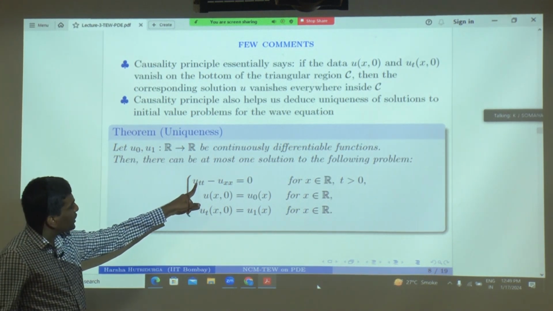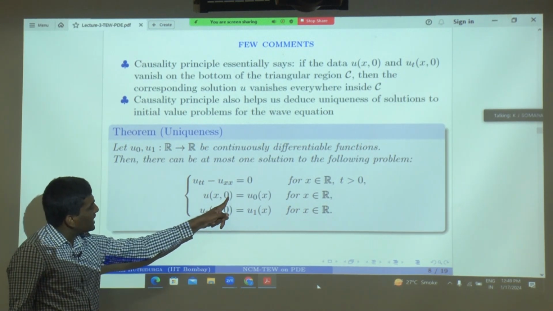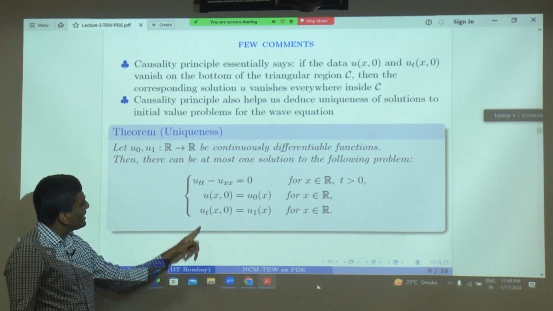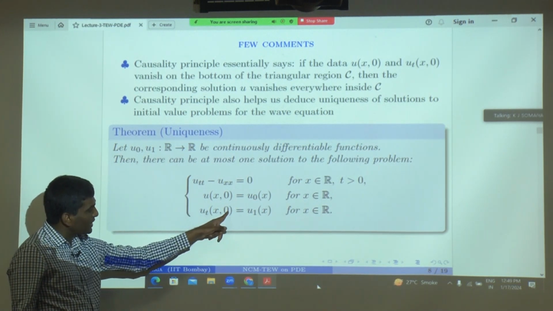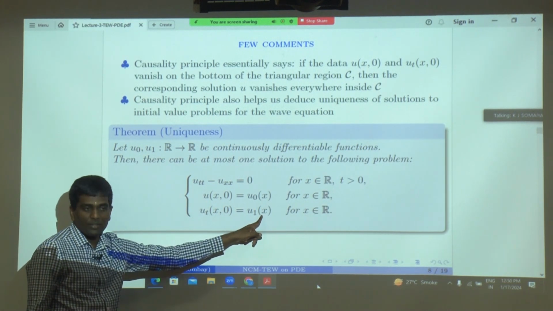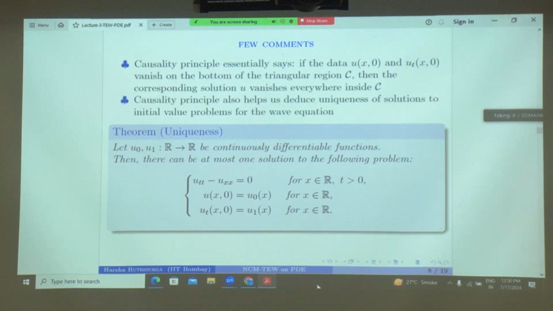You are looking for a function u which solves the wave equation, such that when you take t equal to 0, in u you get back this given function u0. And if you take the time derivative of that solution u and fix t equal to 0, that is just a function of x, and you should get back your given function u1 of x. So the punchline of this theorem is there can be at most one solution to this problem. If you are given u0 and u1, these two functions, there can be at most one solution.